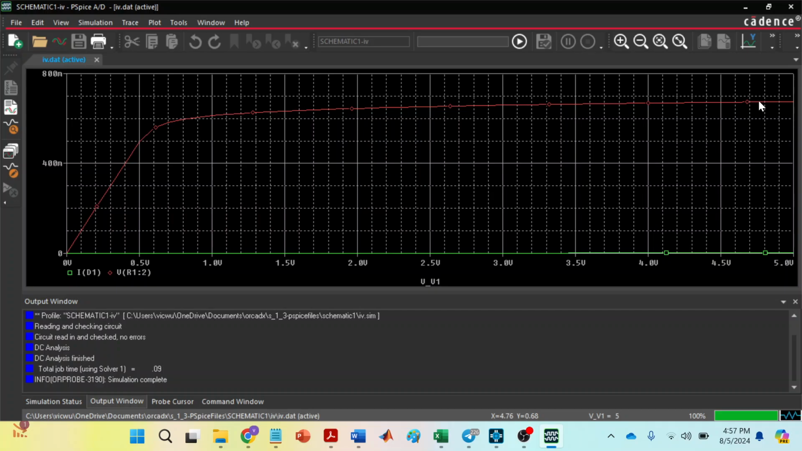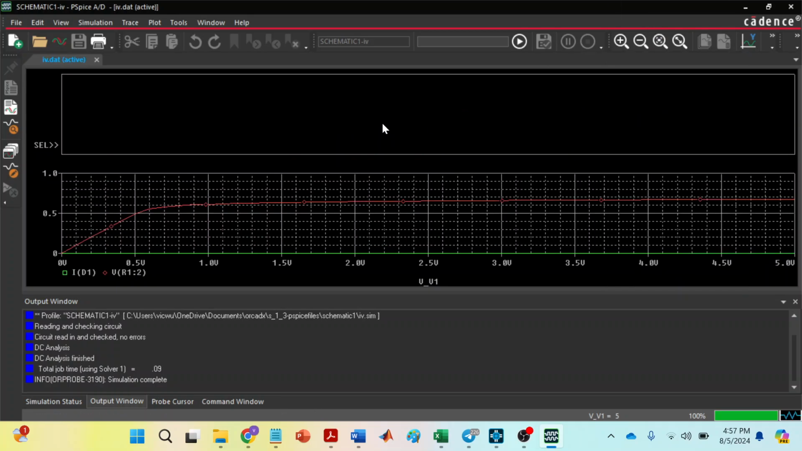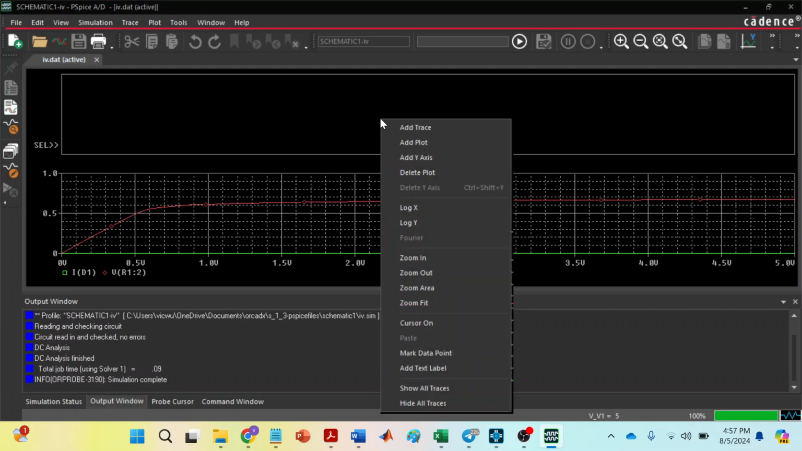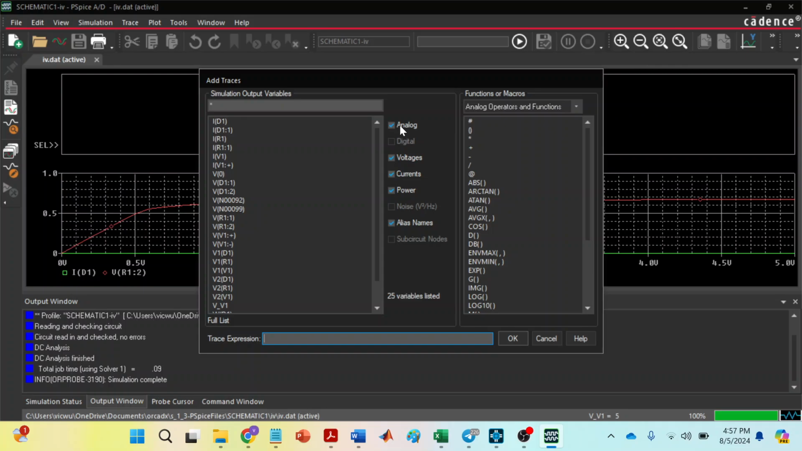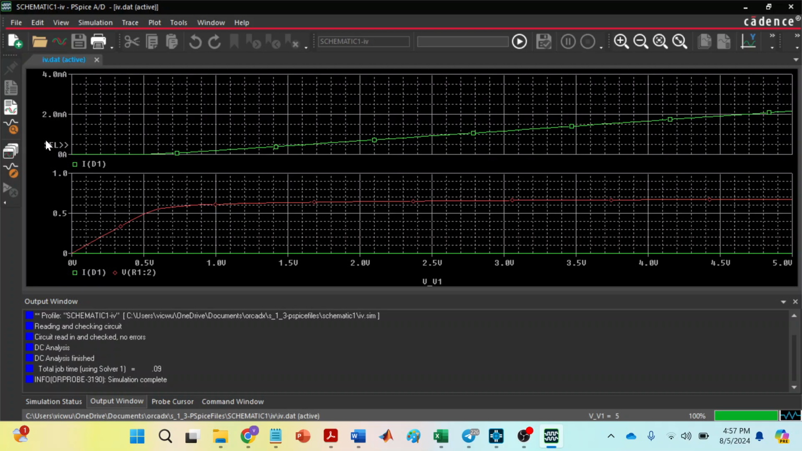We said that we set the cut-in voltage or the turn-on voltage of the diode to 0.7 volts. We now want to plot the diode current as a function of the power supply voltage. To do that, let's click and add plot. Then on the new plot, right click and add trace. It is the diode current as a function of the voltage.